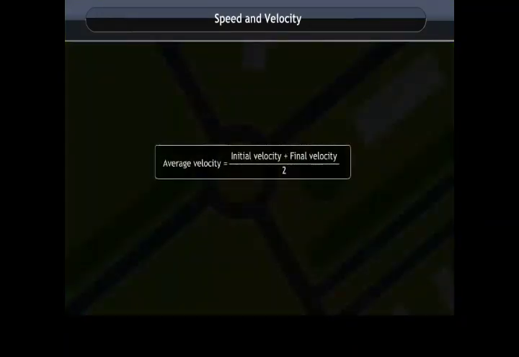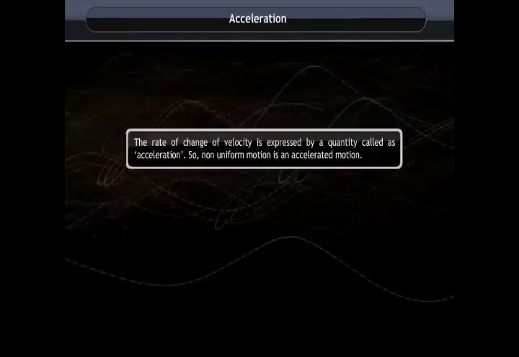When the velocity of a body is changing at a uniform rate over a period of time, then the average velocity of the body for this period is the arithmetic mean of initial and final velocity. Acceleration. The rate of change of velocity is expressed by a quantity called acceleration. So the non-uniform motion is an accelerated motion.